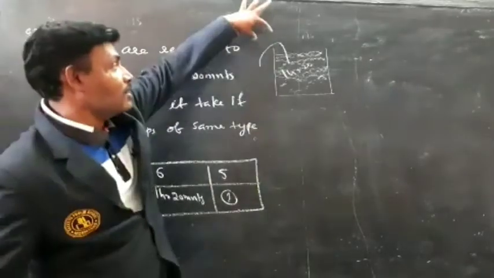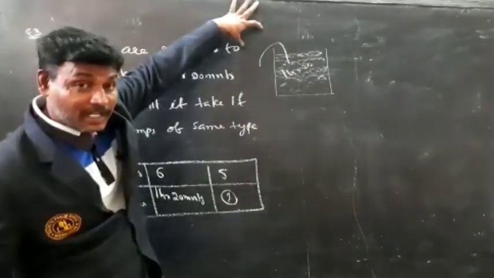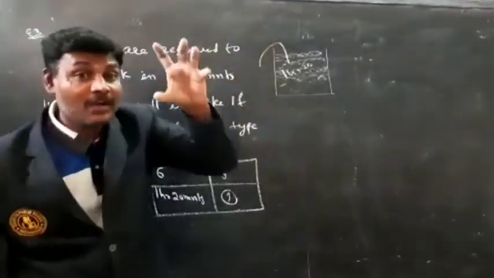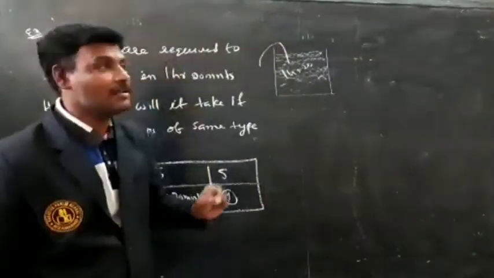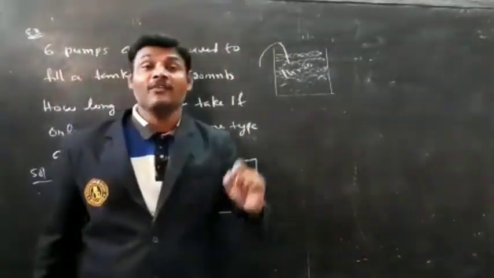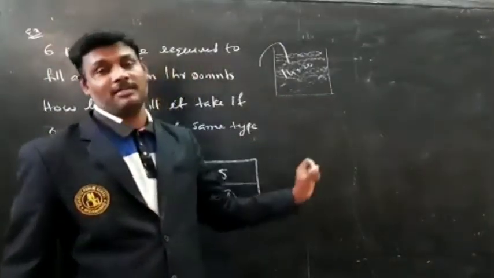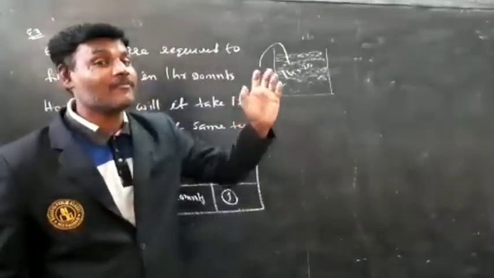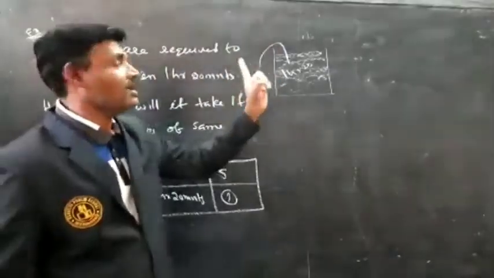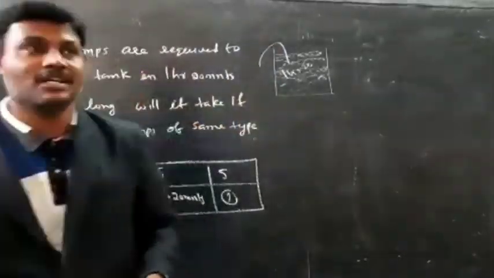Okay now. Here 6 pumps are working to fill the tank in 1 hour 20 minutes. In case 2 only 5 pumps are working. 6 pumps are taking 1 hour 20 minutes. You have to find how much time 5 pumps will take. Here the number of pumps is decreased, so time will increase. It is also inversely proportional.